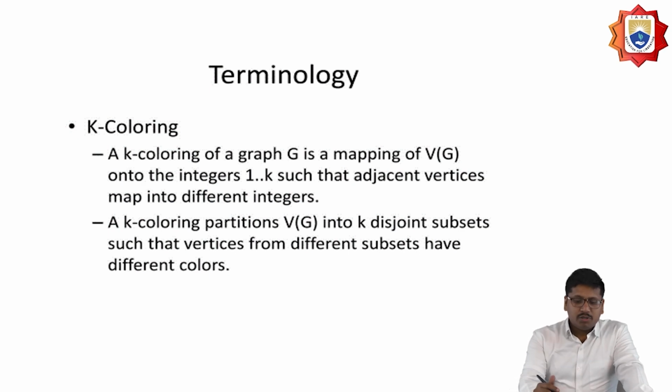And some of the terminologies I'm going to remember in graph coloring is the graph coloring. So what is this graph coloring? The graph coloring is nothing but mapping of vertices into integers such that the adjacent vertices have different integers.